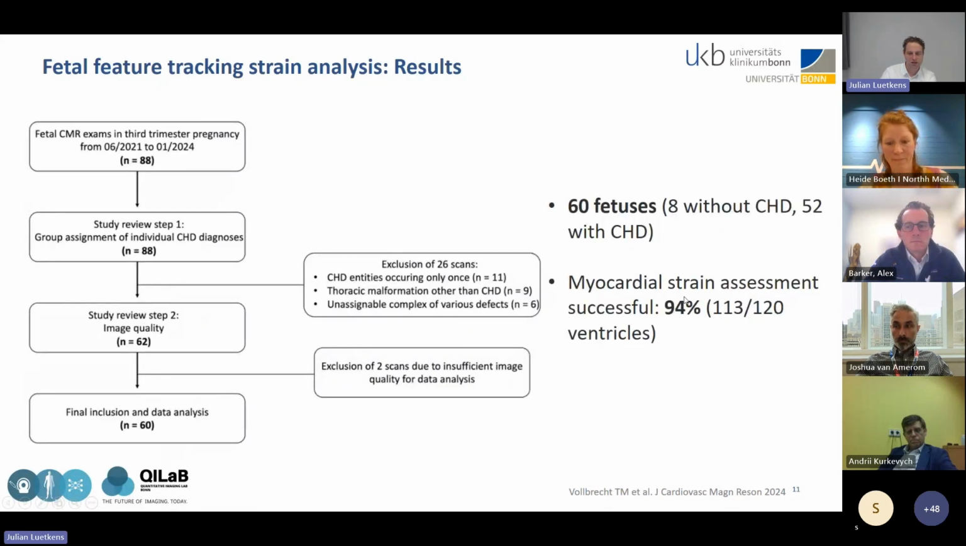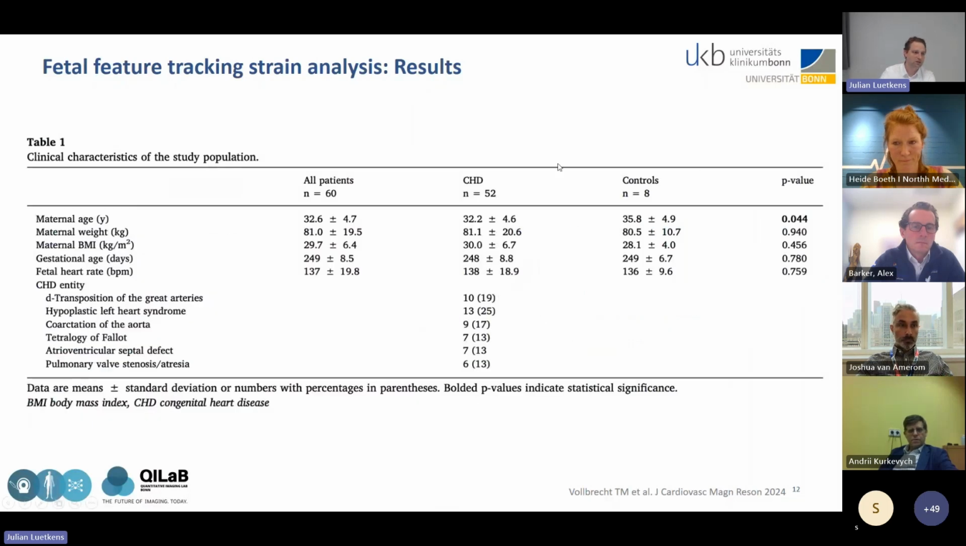Strain assessment was quite successful in the study. We could derive strain from all ventricles, left and right ventricle, in 94% of cases. So these are the results, and these are the clinical characteristics of our study population. We had a control group, which were healthy, and we also had a group with congenital heart disease.